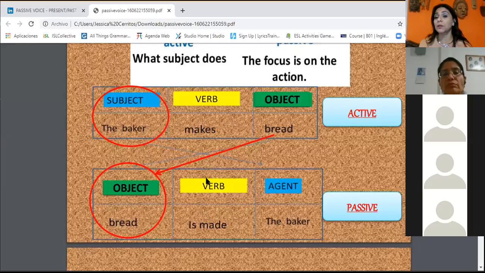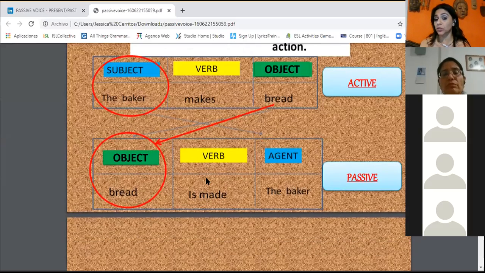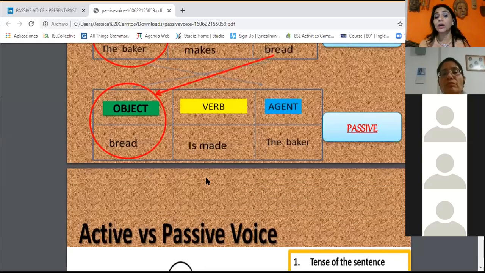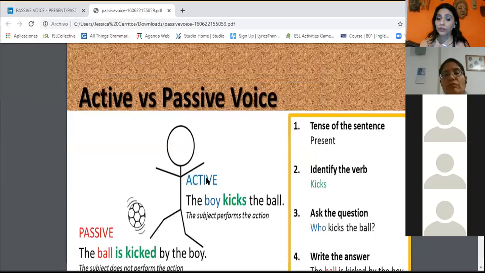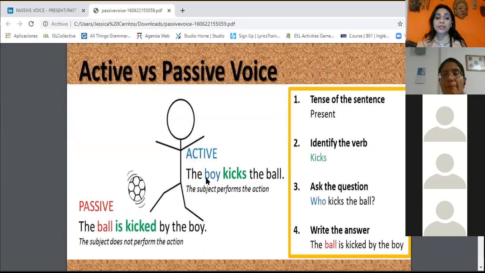Okay, so this is what we're going to be studying today, passive in simple present, which you use is or are. I really like this because it summarizes everything. Active: the boy kicks the ball. Or you say: the ball is kicked by the boy. Again, this one is simple present, kicks, and this one is simple present passive.